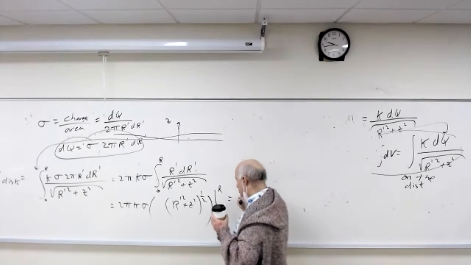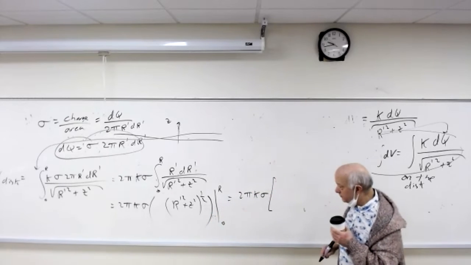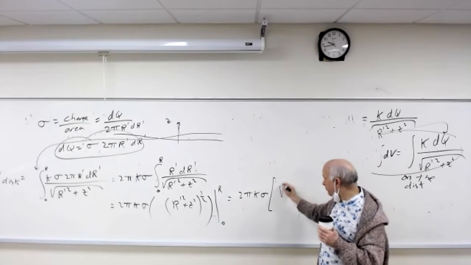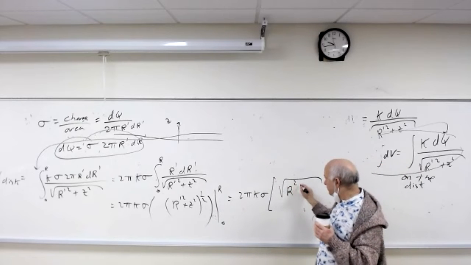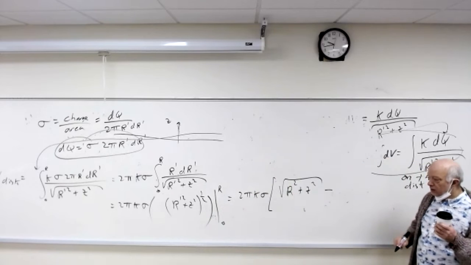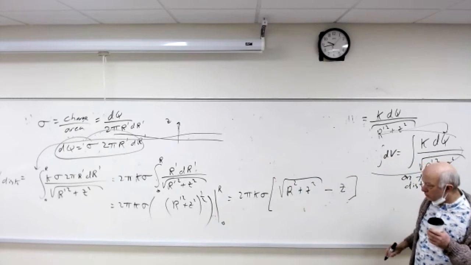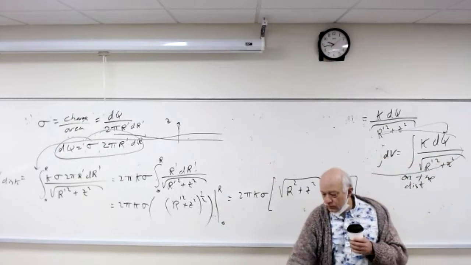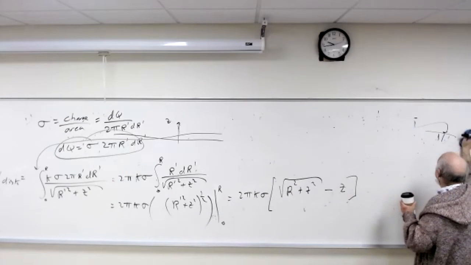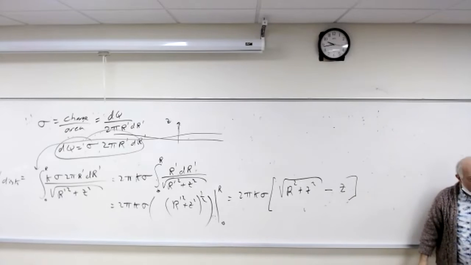So now if you put in the limits, what do you get? You get 2 pi k sigma. Okay, the upper limit gives me the square root of R squared plus z squared, minus the lower limit gives me the square root of z squared. Does that make sense? Questions?